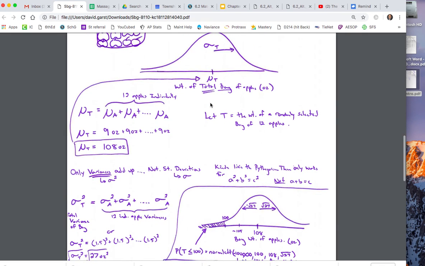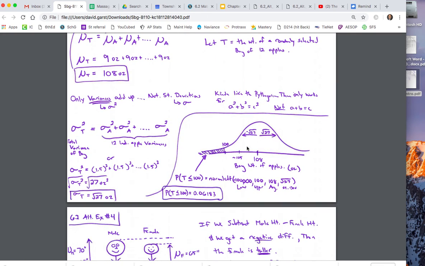So what's the probability that the whole bag will be less than 100 ounces? Well, if I put all the information into my normal curve, the bag is about 108 ounces, give or take about 5 ounces or so. When you do the square root of 27, you'll see that it's a little more than 5. And so to get to 100 ounces, it's a little more than 2 standard deviations below the average of 108. So it would be a z-score of negative 2.1 or something like that.